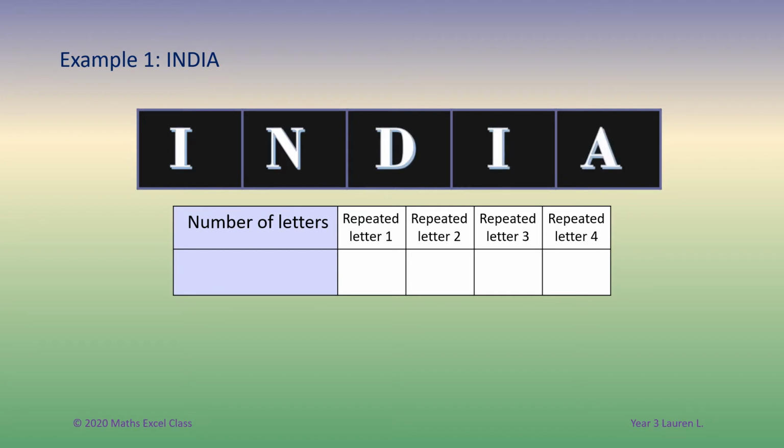Our first example is India, which spells I-N-D-I-A. It has 5 letters and the letter I in it is repeated 2 times. There is no other repeated letter.